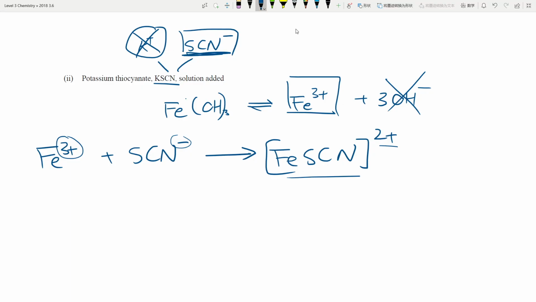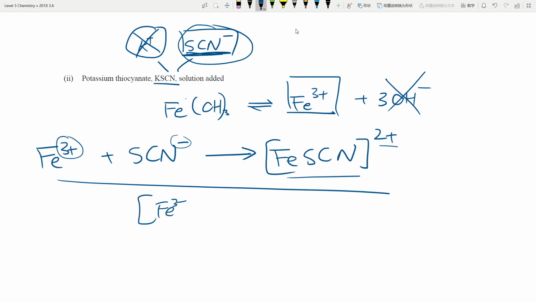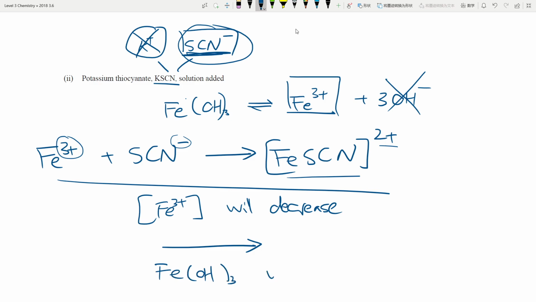So the concentration of Fe3 plus, when they have the SCN minus coming around and they're like, hey, we can do this complex ion formation, will decrease as a result of forming the complex ion. And when this concentration decreases, the reaction will shift forward to make more Fe3 plus to minimize the change. As a result of shifting forward, more FeOH3 will dissolve, and therefore the solubility would increase.